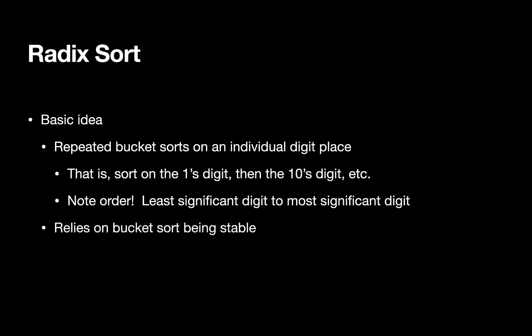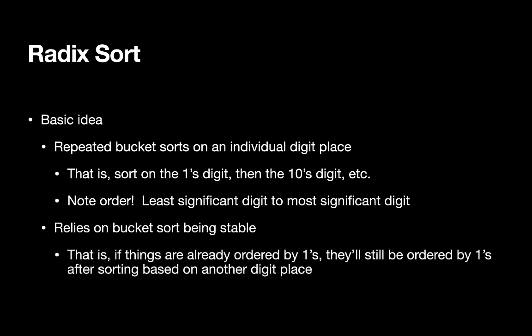This particular sort is using a bucket sort, and it relies on the fact that bucket sort is stable. This goes hand in hand with the idea of sorting based on different digits one at a time. If we first sort by the ones digit and then later sort by the tens digit, things with the same tens digit will end up in order by ones digits. We'll see this in our example in just a minute. If things are already ordered by the ones, they'll still be in order by the ones. Let's go ahead and work through our example.